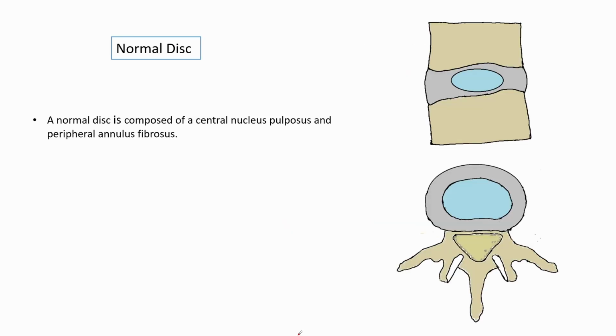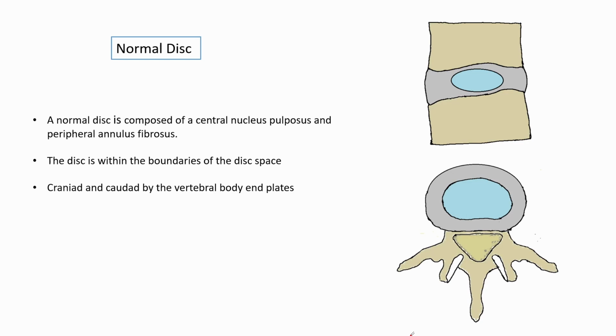A normal disc is composed of a central nucleus pulposus and a peripheral annulus fibrosus. A normal disc is contained within the boundaries of the disc space. So what are the boundaries of a normal disc space? Cranially and caudally, it is bounded by the vertebral body end plates. And peripherally, it is bounded by the outer edges of the ring apophysis, excluding the osteophytes.